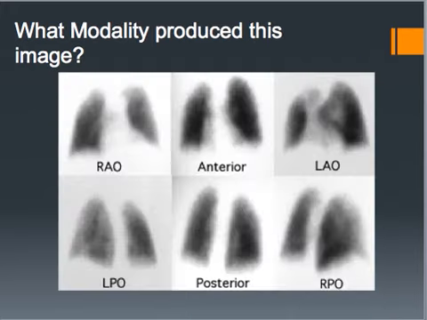What modality produced this image? This is nuclear medicine. So again, low resolution. These are the lungs. This is a VQ scan or a lung scan for nuclear medicine and all the different views. So what modality produced this image? That would be nuclear medicine.